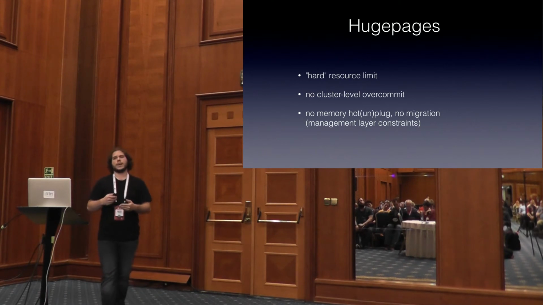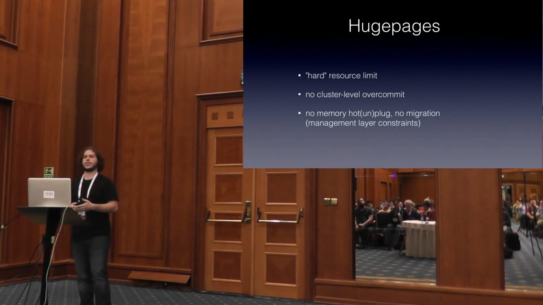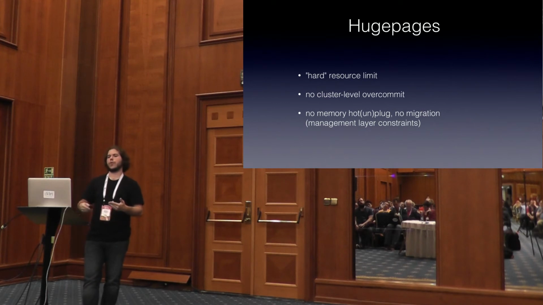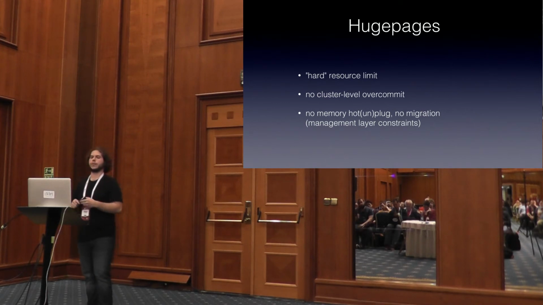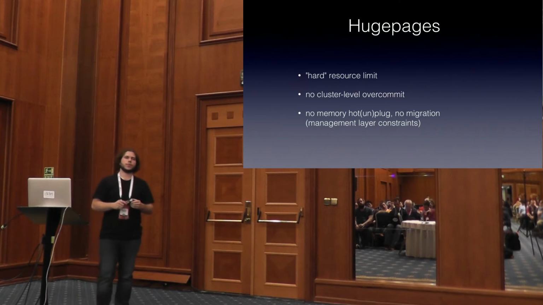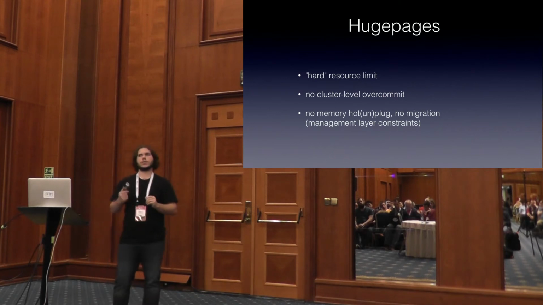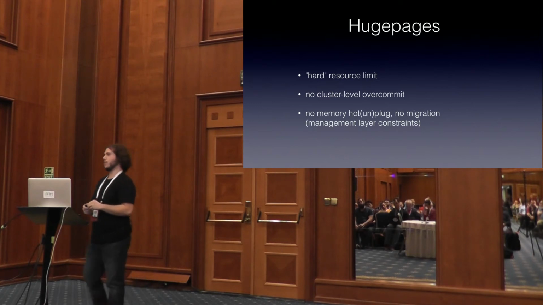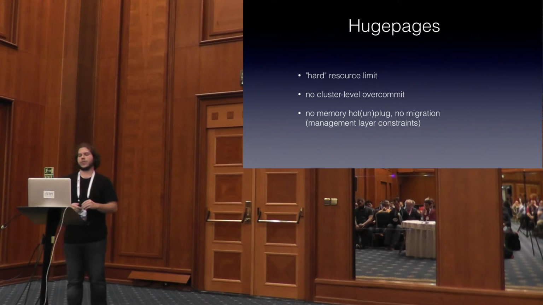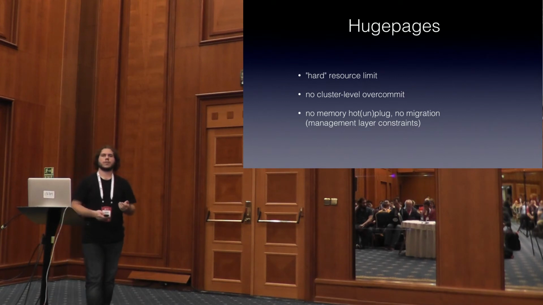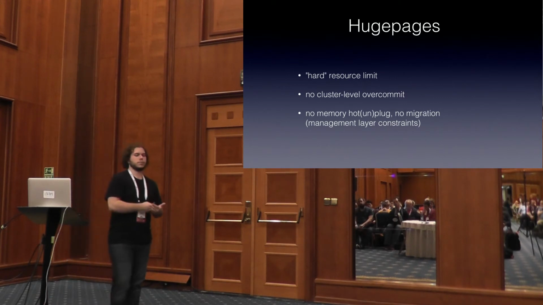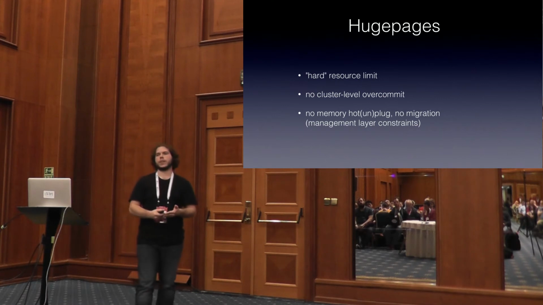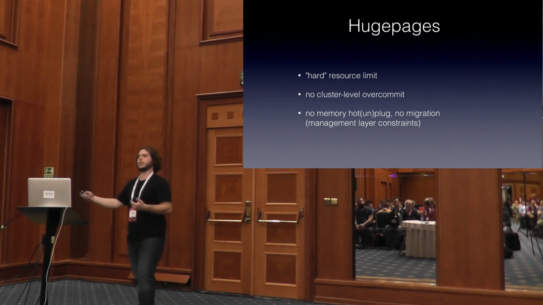Another thing is the management constraints. There's no hot plug, hot unplug, no migration. The case of migration is kind of questionable. I've been warned that using 1 gig Hugepages has a pretty low convergence rate. On the other hand, that may change, and we may figure out that the convergence can actually happen, and again start lifting these management restrictions.